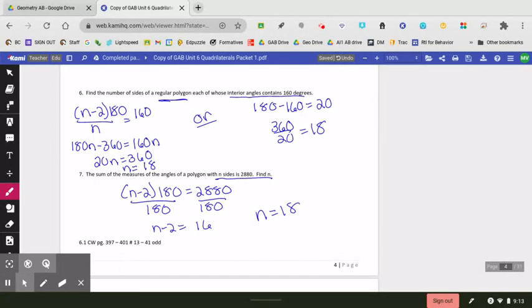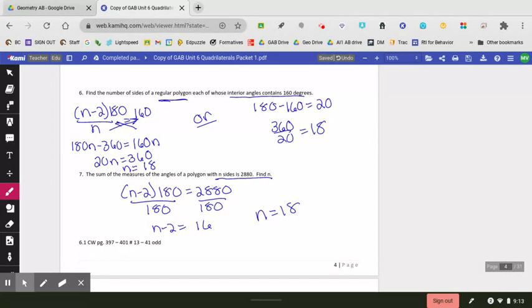Okay, so for number 6, again, there are 2 different ways I can do it. I'm talking about a regular polygon, so all the angles and sides are equal, whose interior angles contain 160 degrees. So that means each angle is 160 degrees. So option 1 is I can use the interior angle sum, n minus 2 times 180, and divide it by n, which would give me each angle equals 160. I cross multiplied, got 180n minus 360 equals 160n. Solve that, and n equals 18.